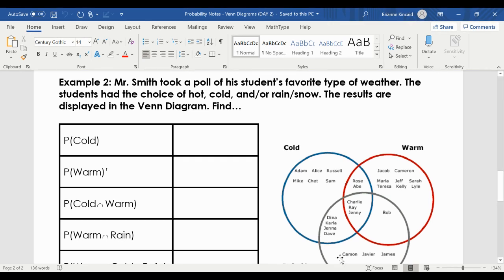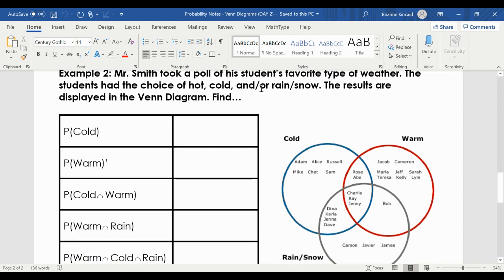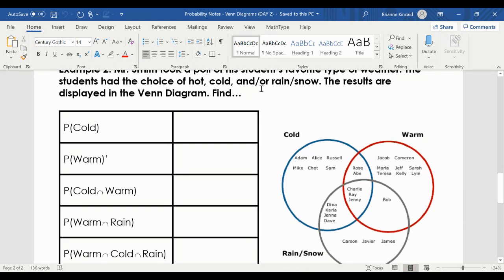So starting with a poll of favorite types of weather: hot, cold, and/or rain and snow, meaning you can choose more than one favorite. If I'm asking you to find probability instead of just listing the outcomes this time, probability needs to be given as a fraction and always in the most reduced form.